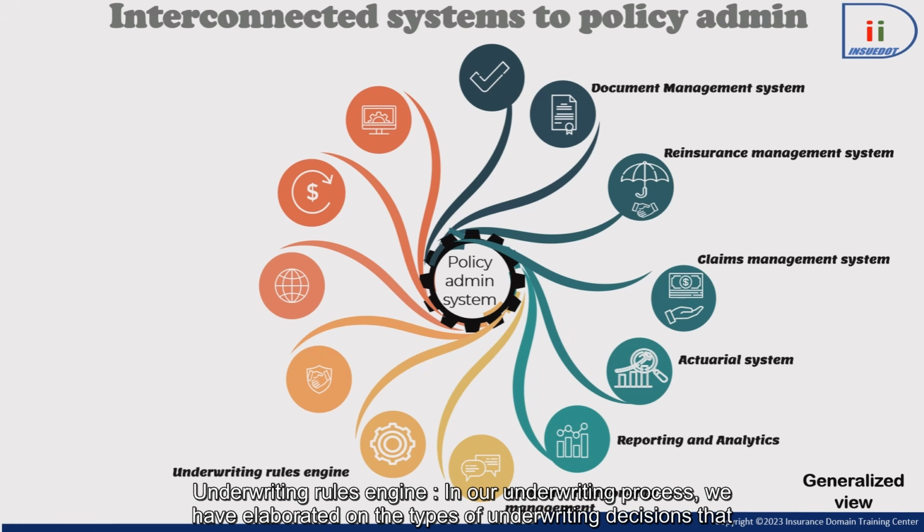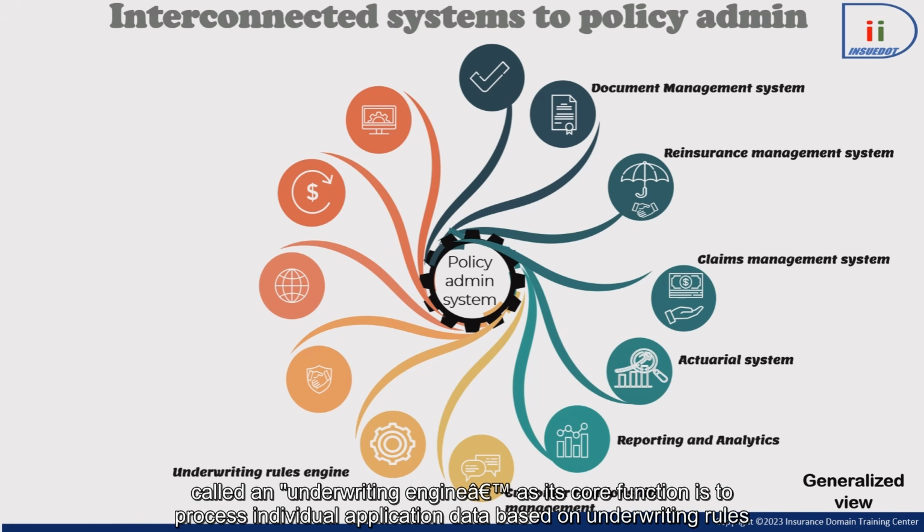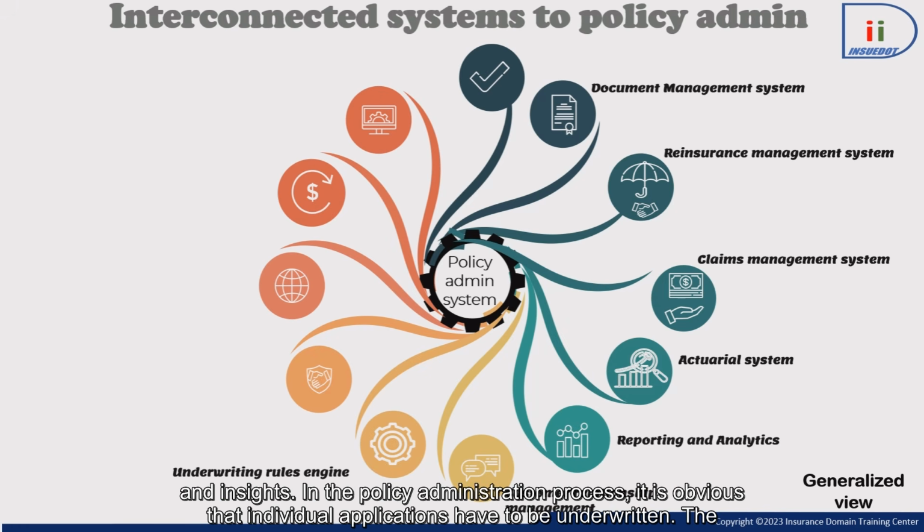Underwriting rules engine. In our underwriting process, we have elaborated on the types of underwriting decisions that are made. It happens that some insurers keep underwriting systems separated from policy administration. This system may be called an underwriting engine, as its core function is to process individual application data based on underwriting rules and insights. In the policy administration process, it is obvious that individual applications have to be underwritten.